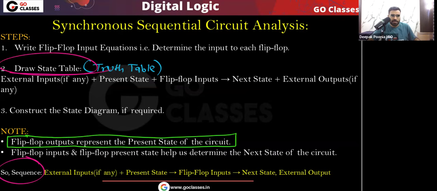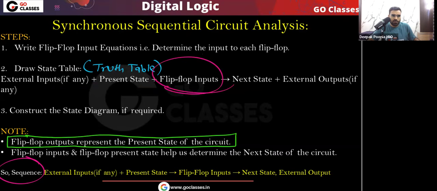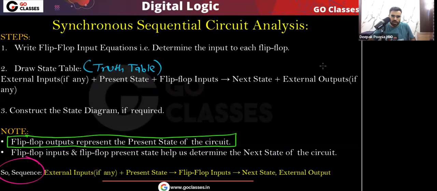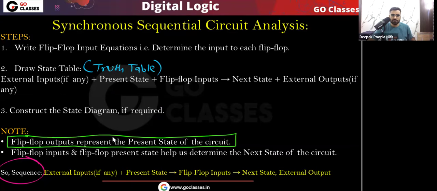But before that, remember, when we draw the state table for the synchronous sequential circuit, the first column will be external input, if there are any. If we don't have external input, then forget about it. Then the present state of the circuit, that is flip-flop outputs, then flip-flop inputs, then next state, and then external output. If there is no external output, then you forget about it. And then step number 3 is to construct the state diagram.